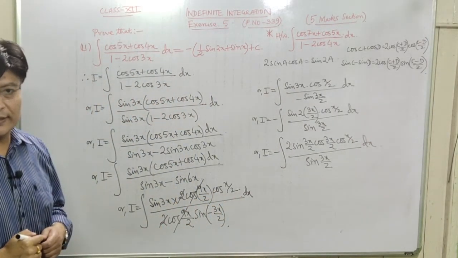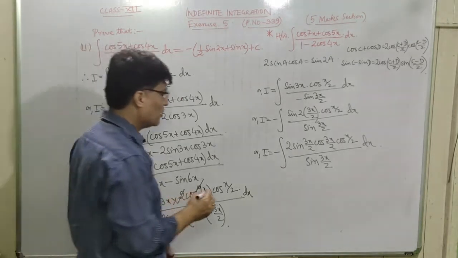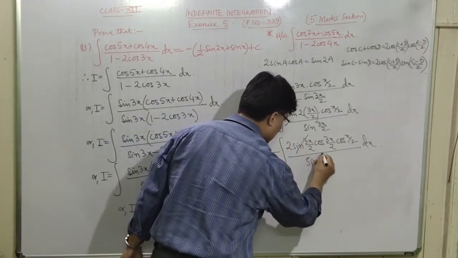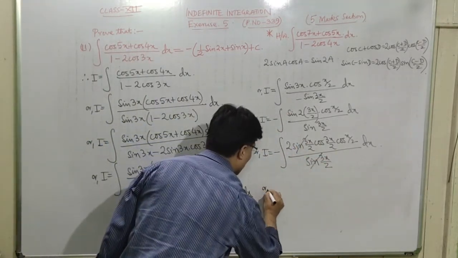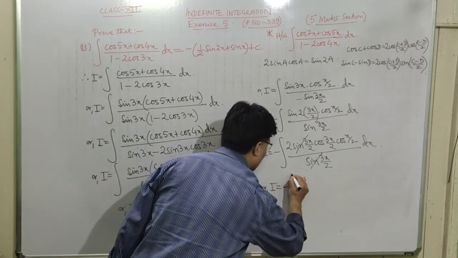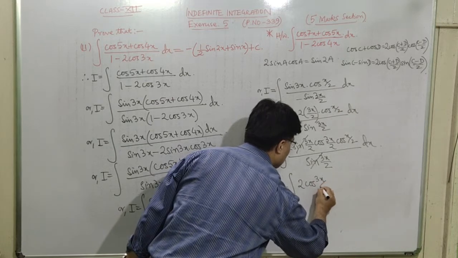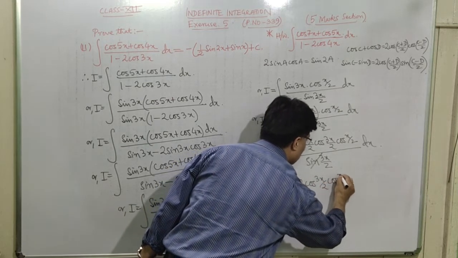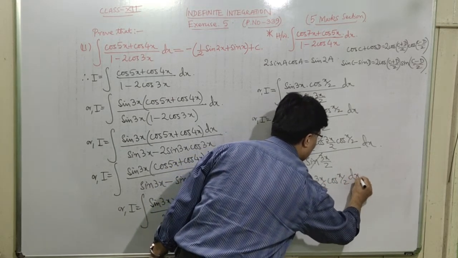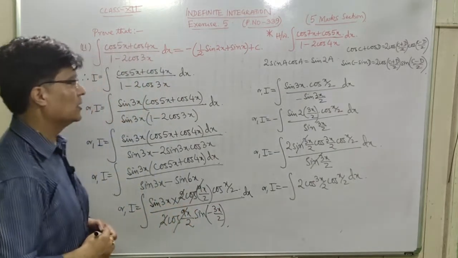I think you have understood it. Okay. So now let us cancel this sine 3x by 2. Or I is equal to minus integration of 2 cos 3x by 2, this is cos x by 2 dx. Is that clear now?